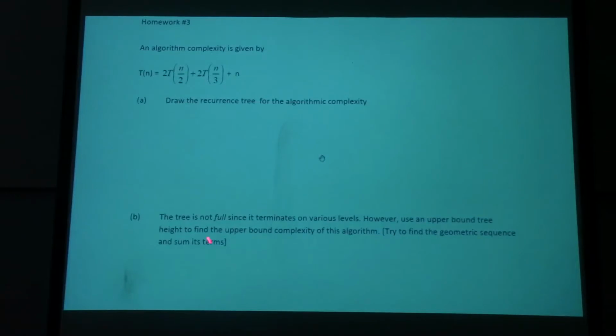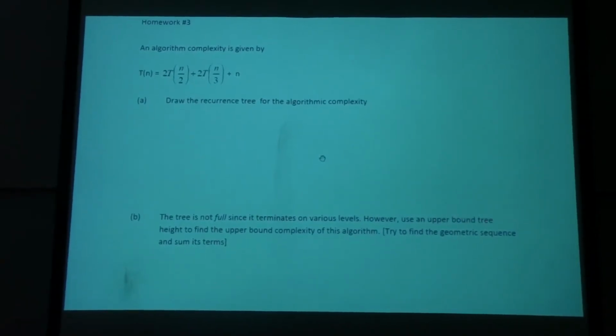Now, this tree is not full since it terminates on various levels. Does that make sense? Why does it terminate at different levels? Yeah. Which branches are going to be the deepest? Okay, these are going to be the deepest, right? So it's not going to be full. Full means what? That every level is completely filled. If there's one node on the level, then all the nodes are there that need to be there. For every level that exists, it must be maximally filled. So it's not full because it terminates on different levels.